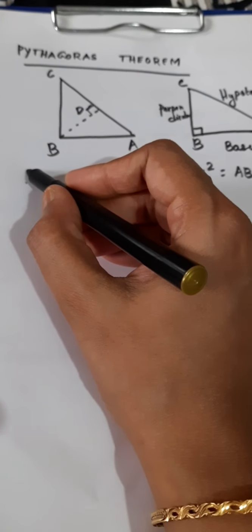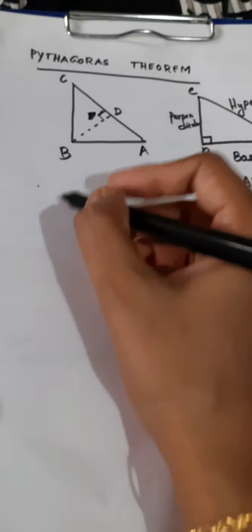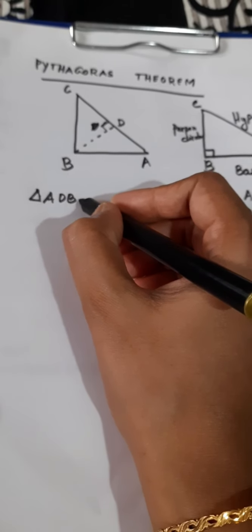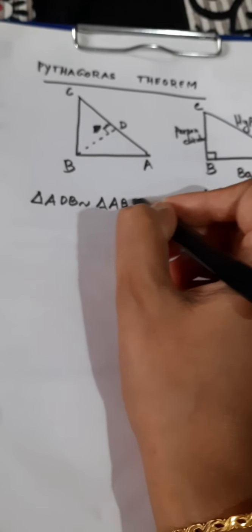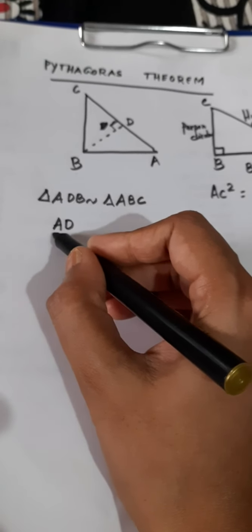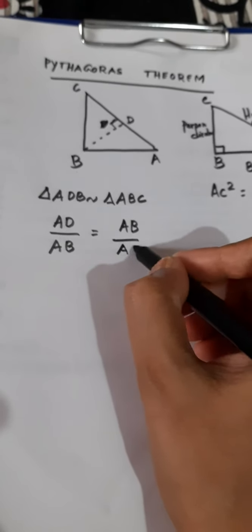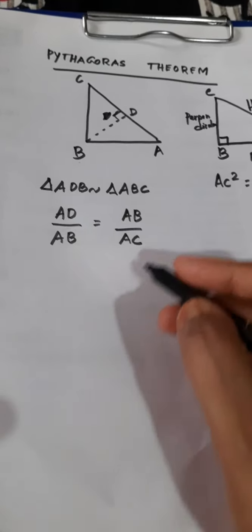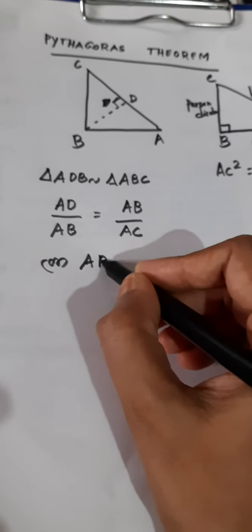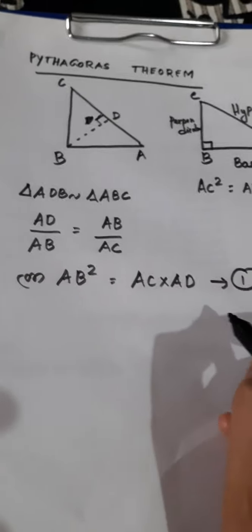So draw a triangle ABC and draw a perpendicular line BD. Here, if you see, triangle ADB is similar to triangle ABC. So based on similarity, we can write AD by AB is equal to AB by AC, which, by cross multiplying, can be written as AB square equal to AC into AD. Let's assume this as equation 1.